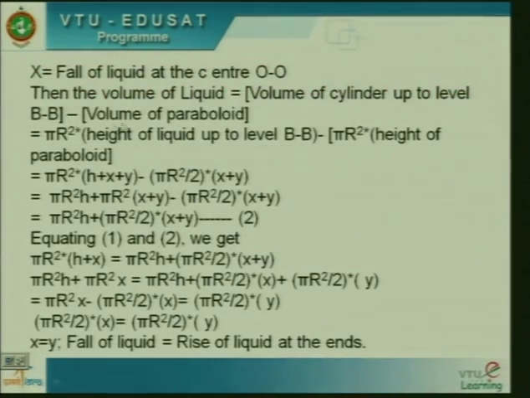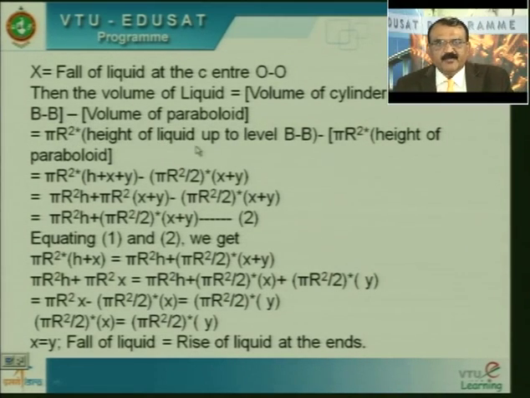This is the volume of the cylinder up to level BB minus the volume of the paraboloid. Now this is given by pi r square into the height of liquid up to level BB, minus the volume of paraboloid, which is given by pi r square into the height of the paraboloid. Now come over here. The height of liquid up to level BB is given by, again go back to the figure.